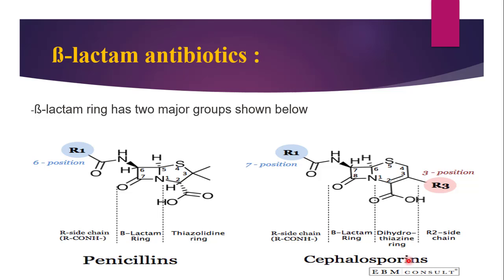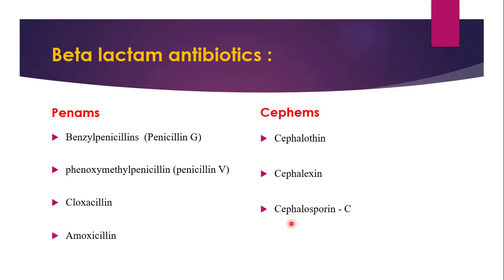This was with respect to penicillin and cephalosporin. Penicillins contain thiazolidine, which is a 5-membered ring, and cephalosporins contain a 6-membered ring, which is nothing but the dihydrothiazine ring. Thia-aza, so dihydrothiazine ring. That means there is saturation where a double bond would have been present in this position.